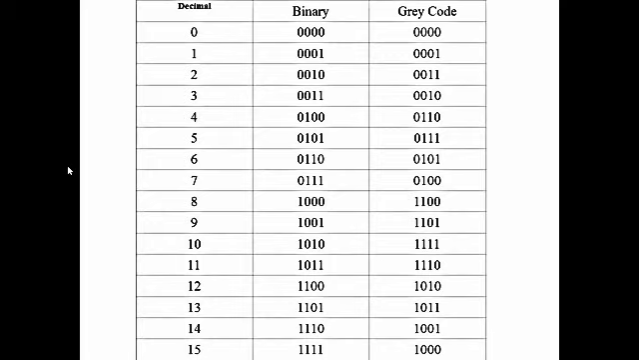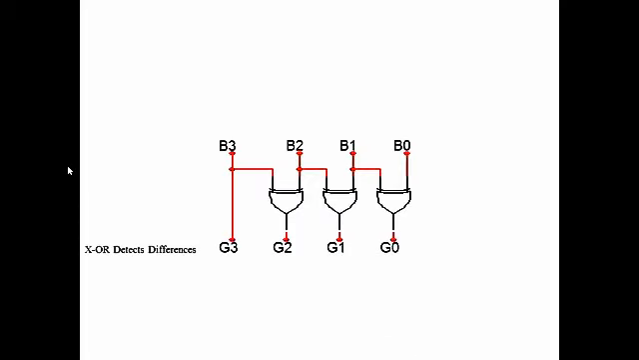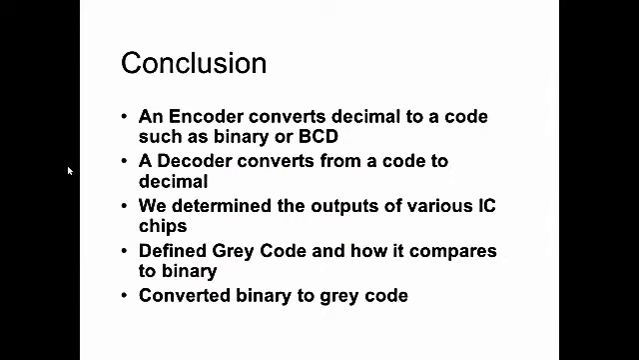There's the difference, the comparison between the two, and like I said, you should have seen this already. We can do a gray code converter from binary to gray code using exclusive OR gates, and this is one of the circuits you could use to make a gray code if you wanted to. So we kind of talked about the encoders and decoders, looked at the outputs in the gray code. This is the end of this lesson.